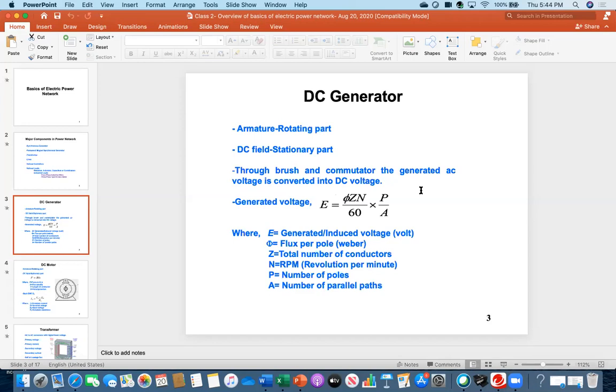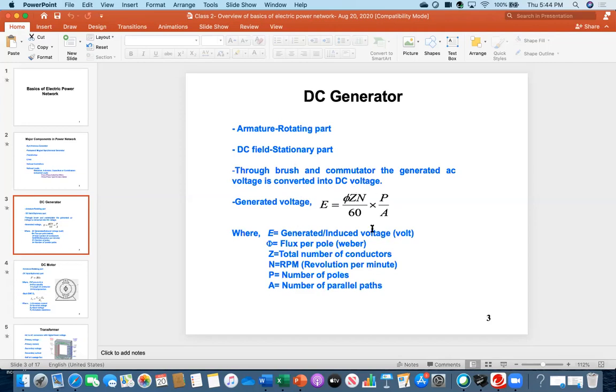Because the coil is moving and the magnetic fields are fixed, or the opposite can be true, there is some change. That's why the actual voltage developed inside the coil is AC. But because we want to use it as a DC generator, there is a brass commutator arrangement, which is kind of equivalent to a rectifier that can convert AC into DC. So with the help of the brass commutator, that AC voltage is converted into DC voltage.